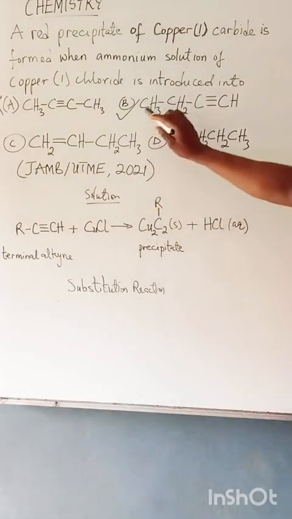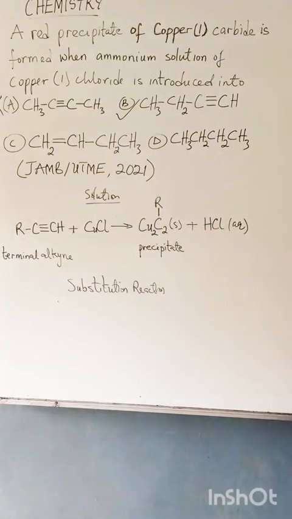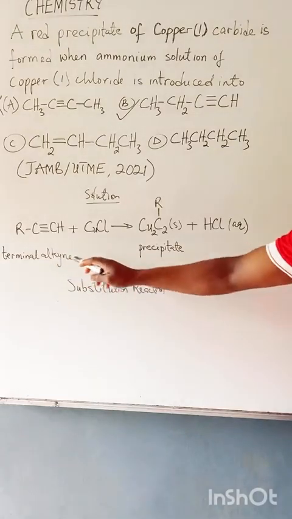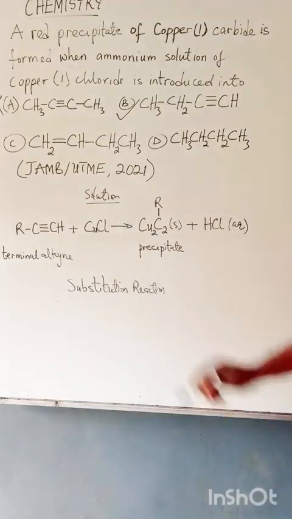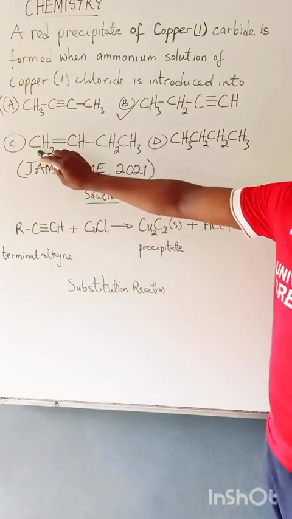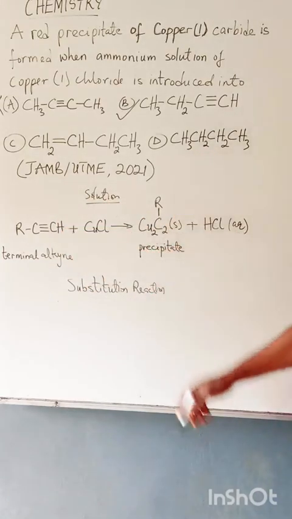It is a terminal alkyne. The other alkyne we have here is not a terminal alkyne. It will not give us this substitution product. It will not give us this reaction on the board. And the other two options, this is an alkene, so we don't consider it here. This is an alkane, we don't consider it here.